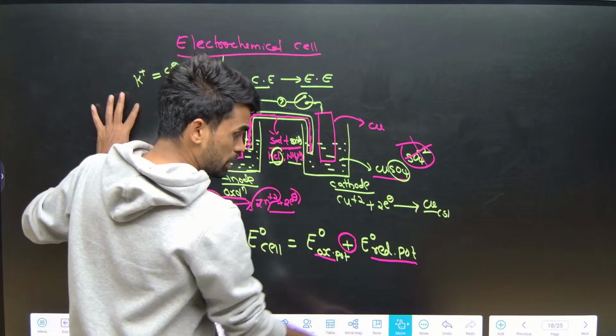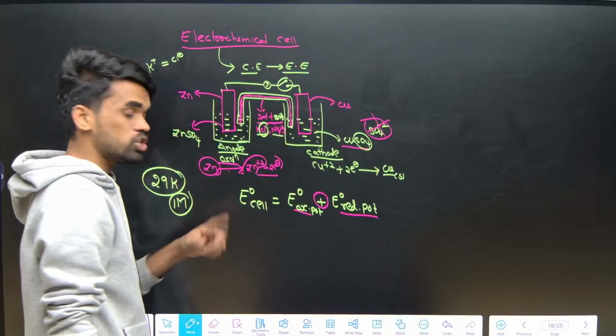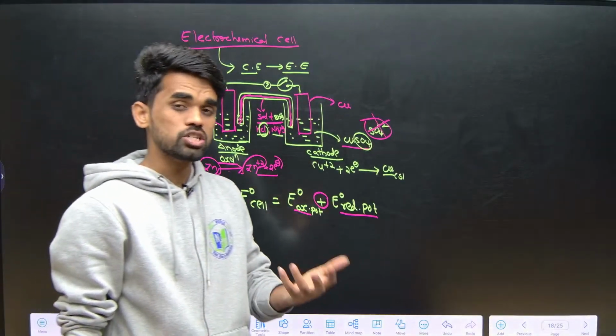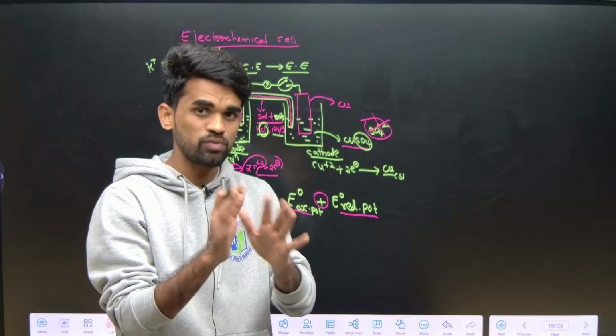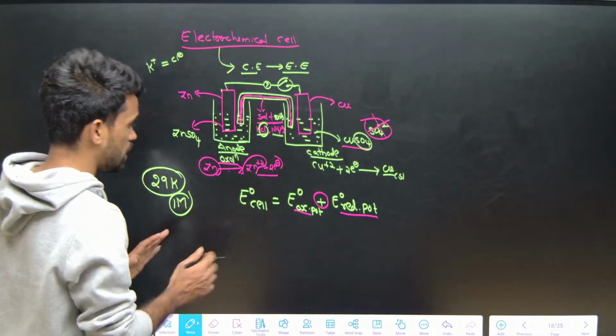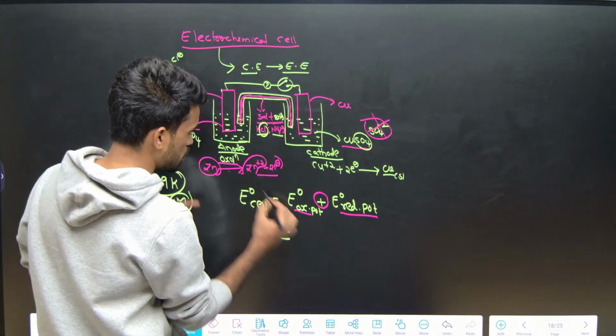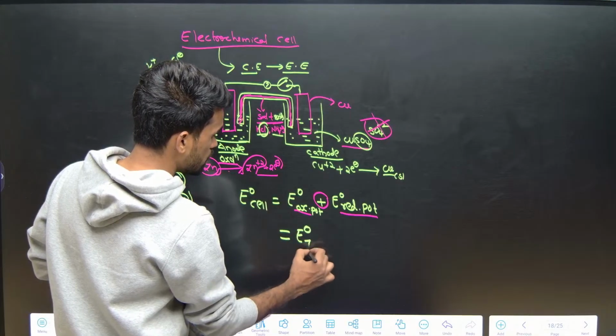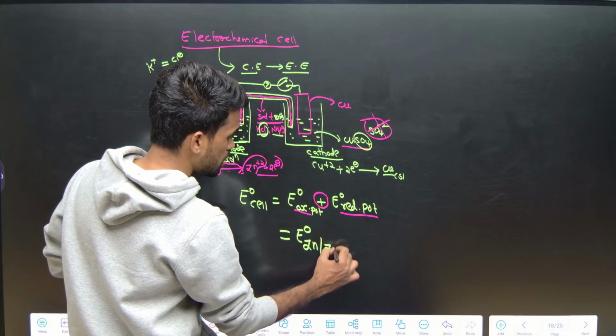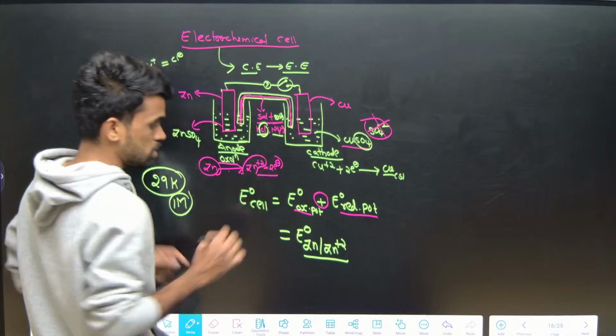But in the exam they won't always mention oxidation potential, they may mention reduction potential also, but we need to be careful. I will tell you how to identify that, very easy. So here oxidation potential means how can I indicate? E naught of zinc is converting into Zn plus 2. This is the oxidation potential indication.